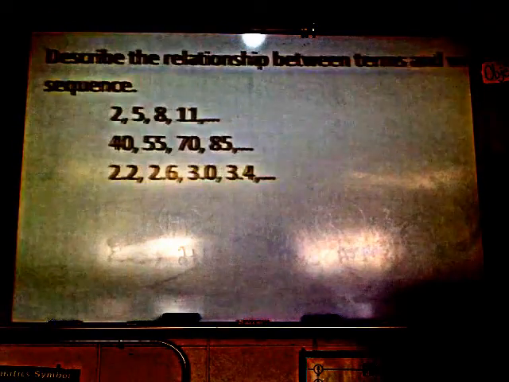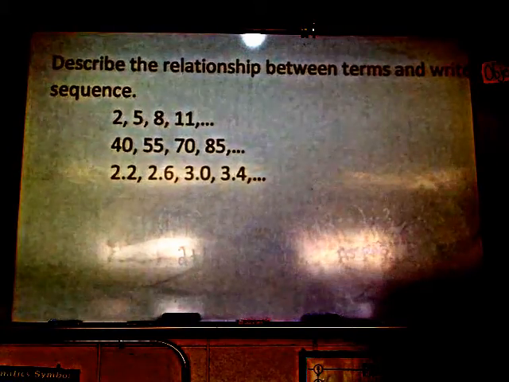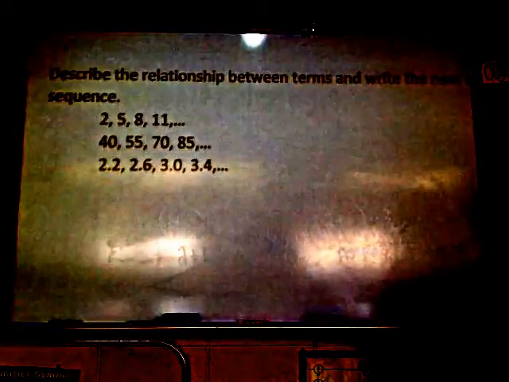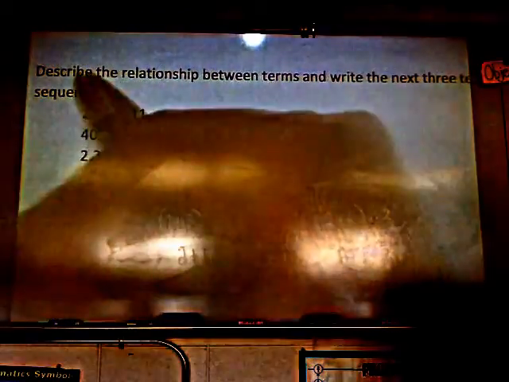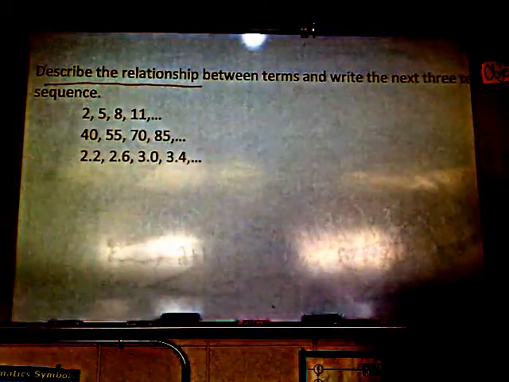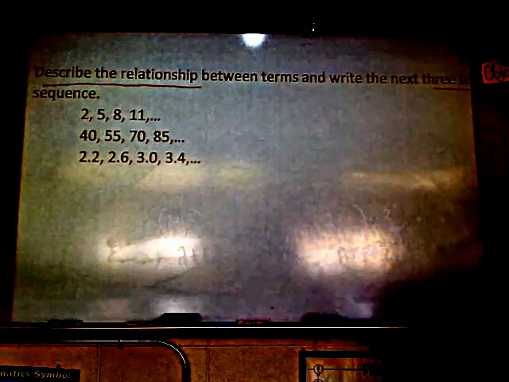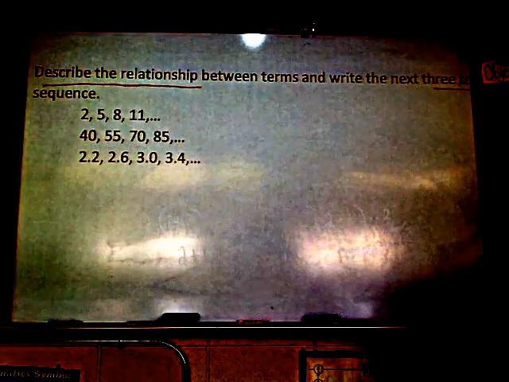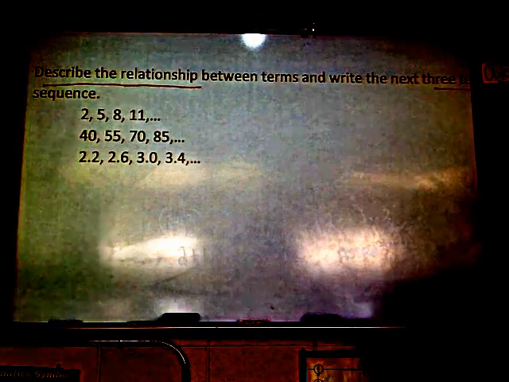Last but not least, the last bullet that you're going to see on your study guide, it says describe the relationship between terms and write the next 3 terms in the sequence. 2 parts to this. Describing the relationship and then also looking for the next 3 terms. Please do not forget to do both of those parts.